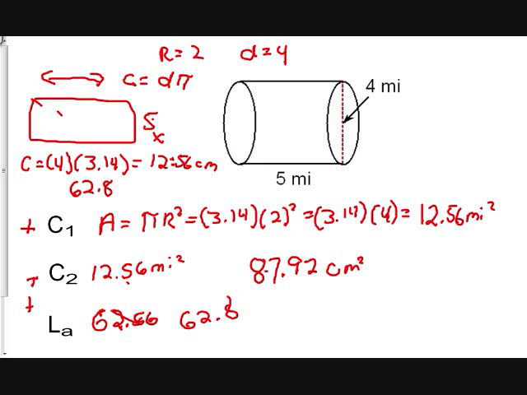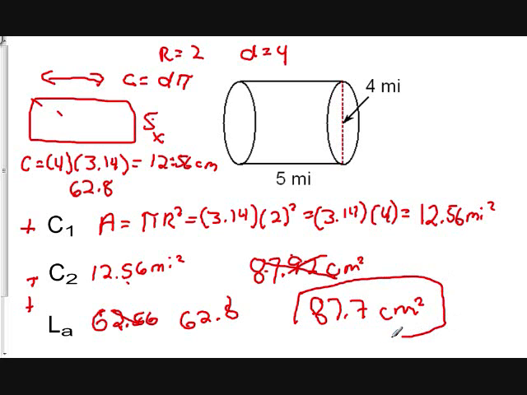Hopefully you saw that mistake, and we'll just go ahead and see if we can fix this. Okay, now if you've done the correct calculations, you should have gotten 87 and 7 tenths centimeters squared. So this was not the answer, and this is the correct answer.